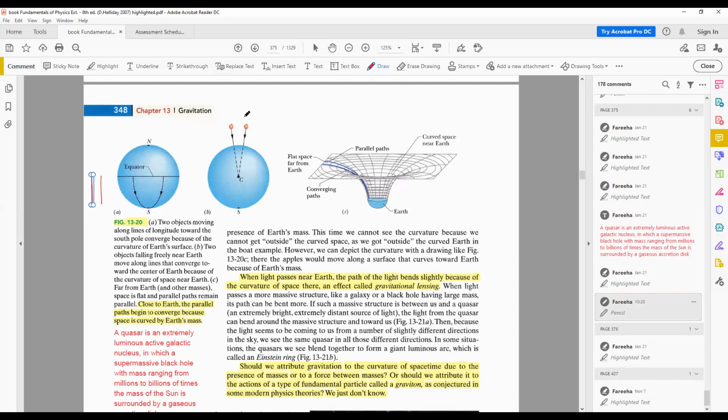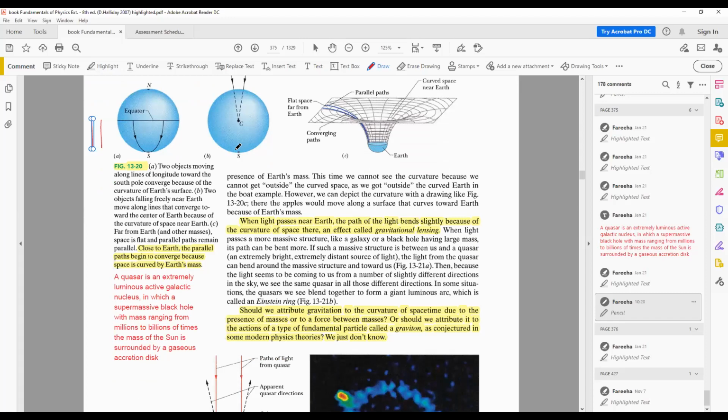Another example can be with apples. If you throw two apples downwards on parallel paths, you will think that you're throwing them on parallel paths, but actually their paths will join each other because they will both be attracted towards the center of the earth. This is again gravitation, and you will see that their paths are converging. The same happens with light. When light passes near the earth, the path of the light bends slightly because of the curvature of space, and this effect is called gravitational lensing.